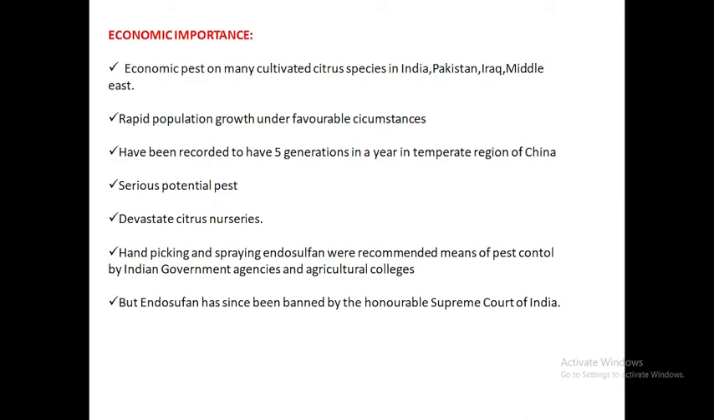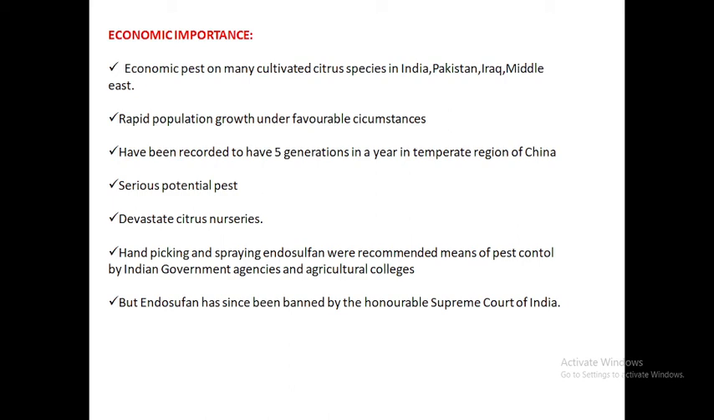So what is the main economic importance of this pest? As it is a pest on many cultivated citrus family plants in the Asian and South Asian region, it is an economically important pest. Its rapid population growth, as it can complete 5 to 6 generations per year, is the main issue for this plant. So it is a serious potential pest and it can destroy total citrus nurseries if they get caught under this pest.